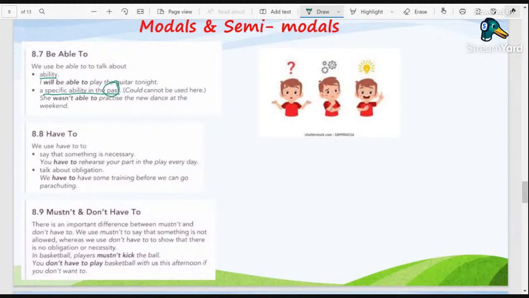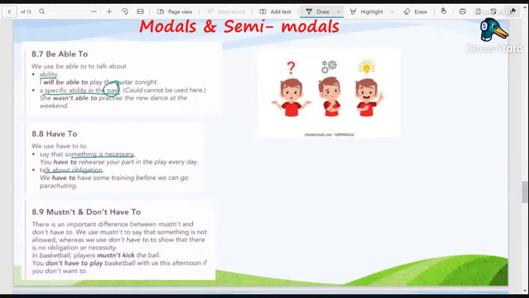Okay, have to. I think this is also very common to say something that is necessary. You have to do this. You have to rehearse your part in the play every day. Then to talk about obligation, perkara yang kewajipan tadi juga. We have to have some training before we can go parachuting.